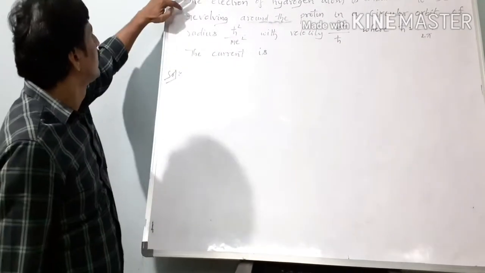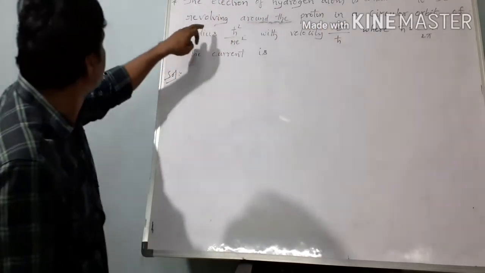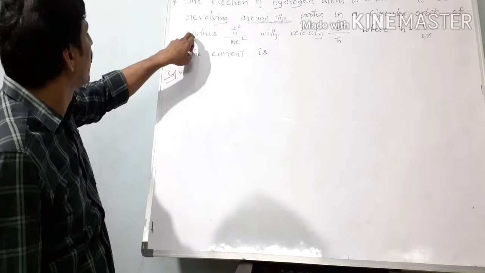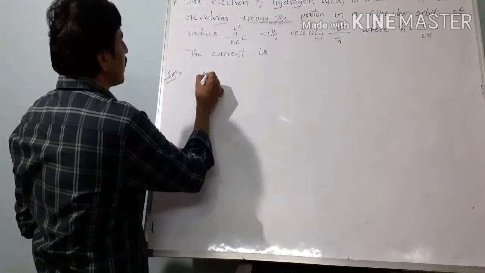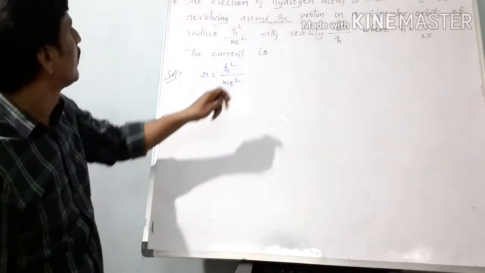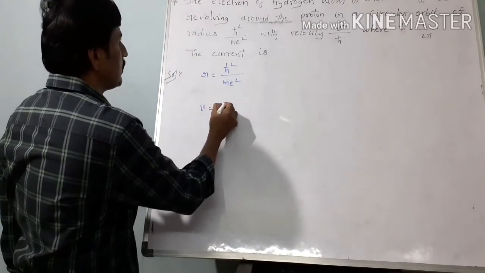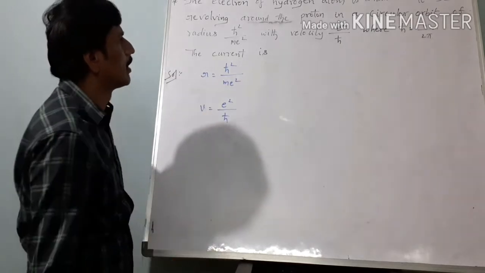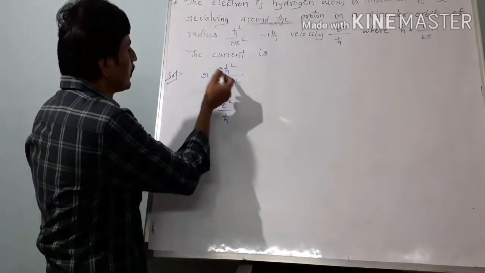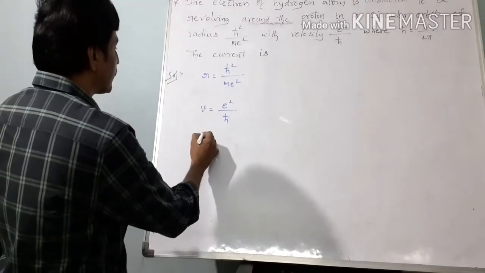Next problem. The electron of a hydrogen atom is considered to be revolving around the proton in a circular orbit of radius r equals h cross square by m e square, with velocity e square by h cross, where h cross is equal to h by 2 pi. What is the value of current?